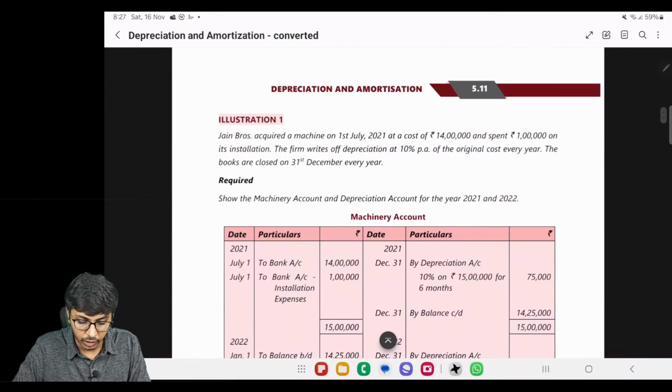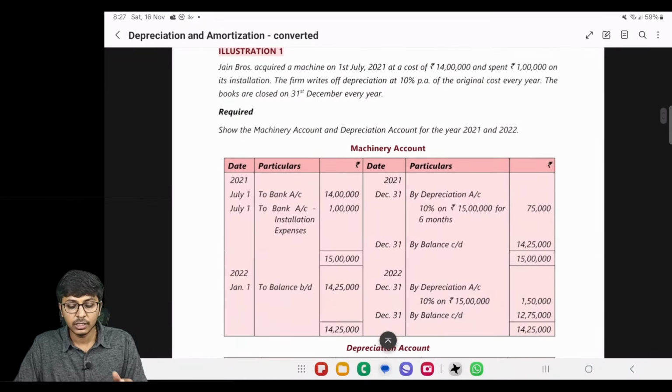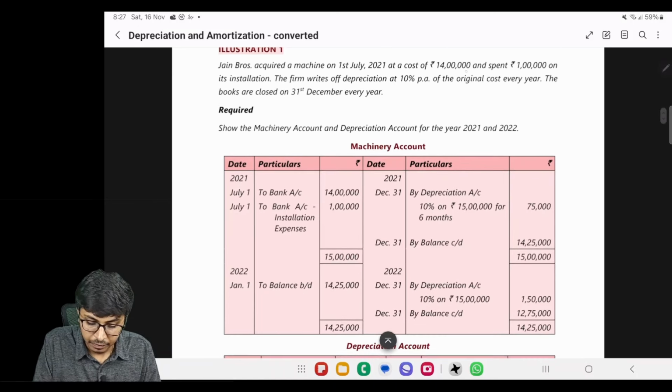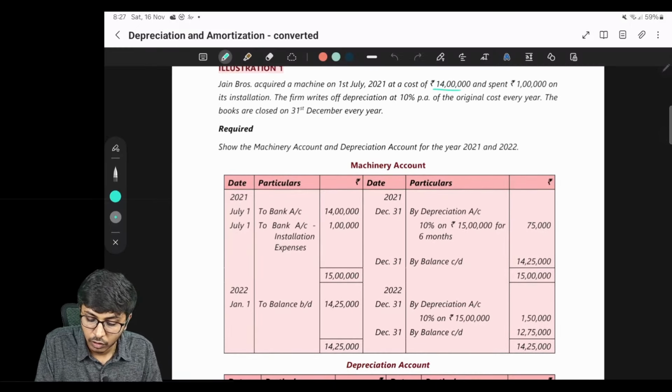5.11 illustration 1. Okay, it's ready. So this is the straight line method that I am discussing. Let's see this. Jain Brothers acquired a machinery on 1st July 2021 at a cost of 14 lakhs, and spent 1 lakh on installation.